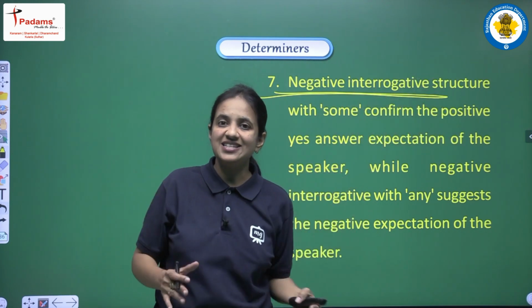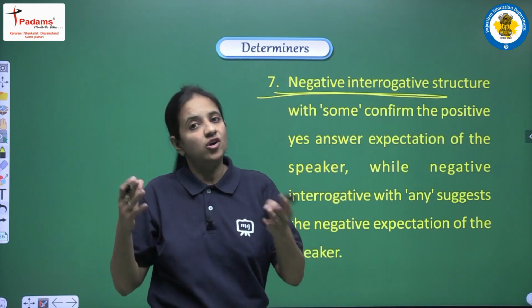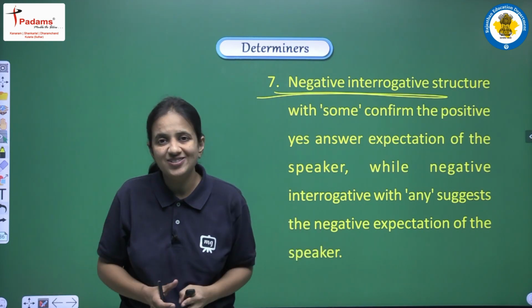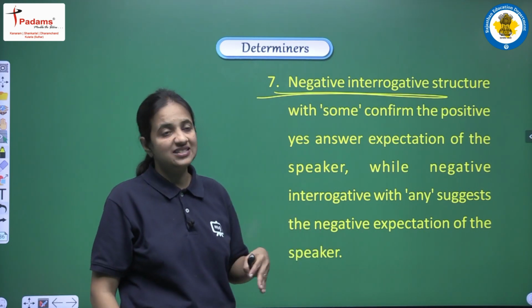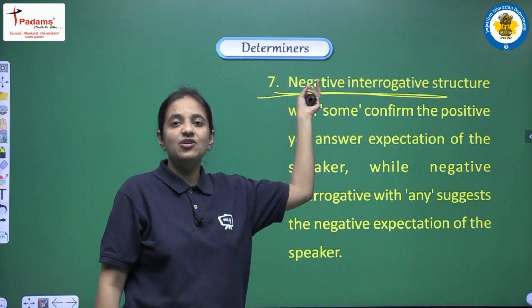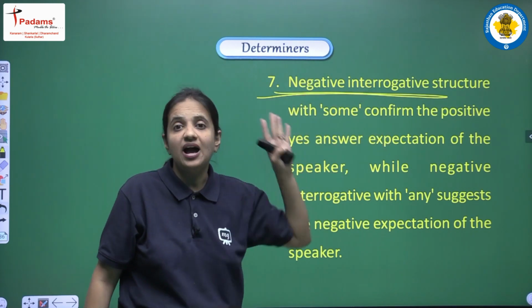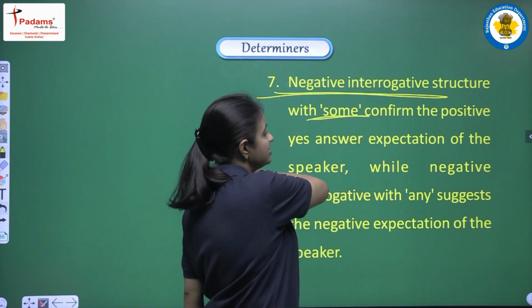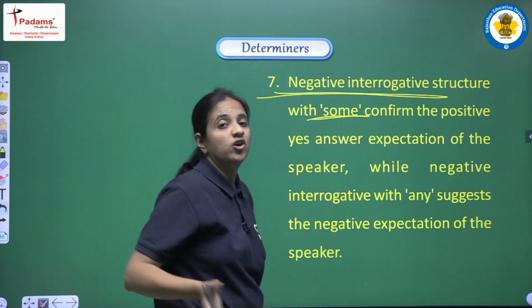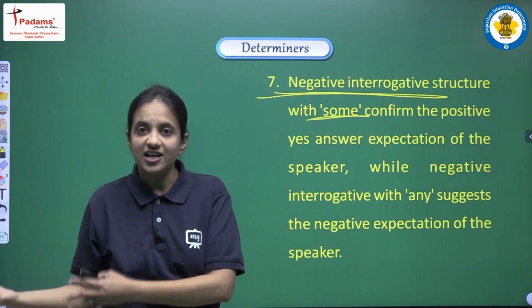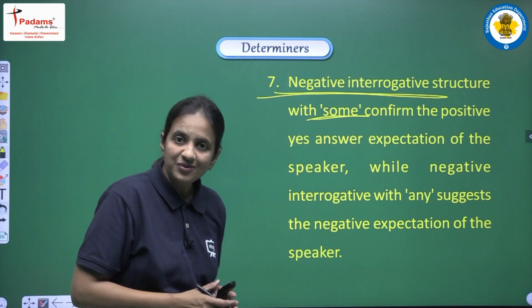It means in the same sentence we have the use of not, and in that same sentence we are also having a question. So both things are in that sentence. Such sentences are known as negative interrogative sentences, or we can say negative interrogative structure. So if we are having such sentences and in that sentence we are using some, it confirms the positive yes answer, the same thing that we have discussed in the last point also, right? So the same thing we are having here.